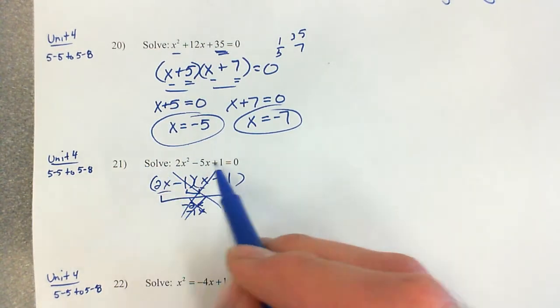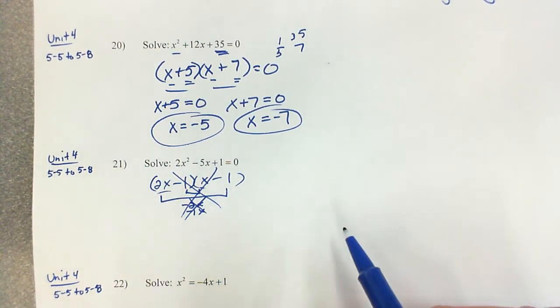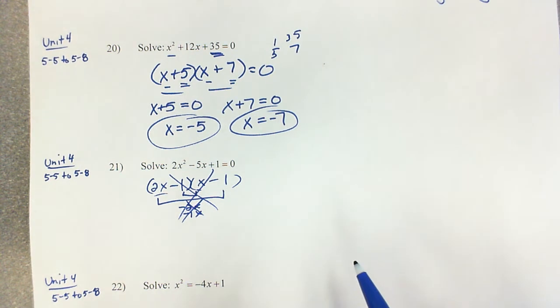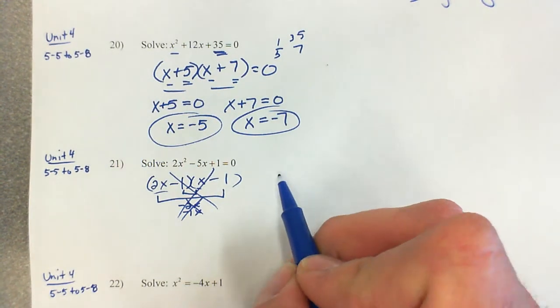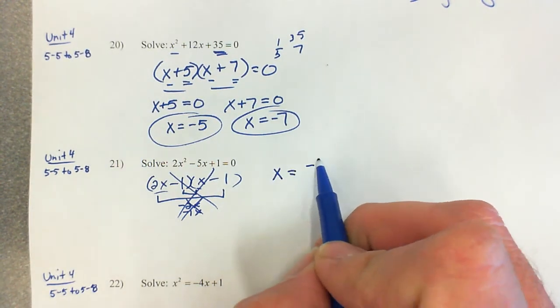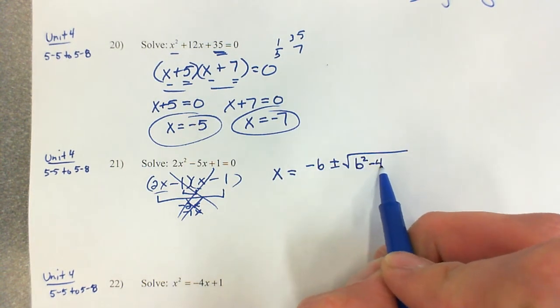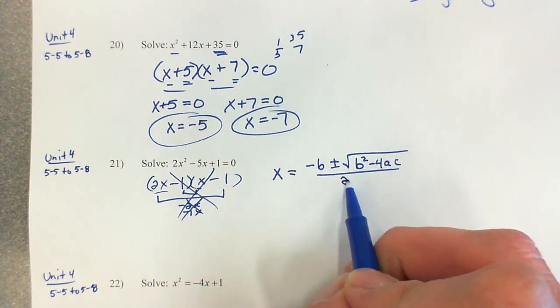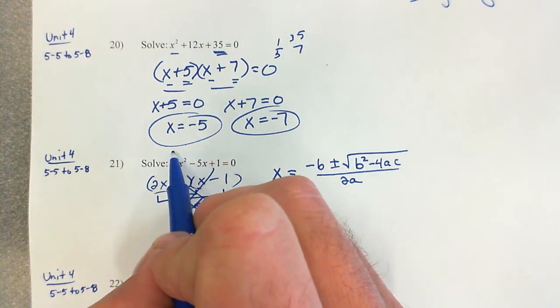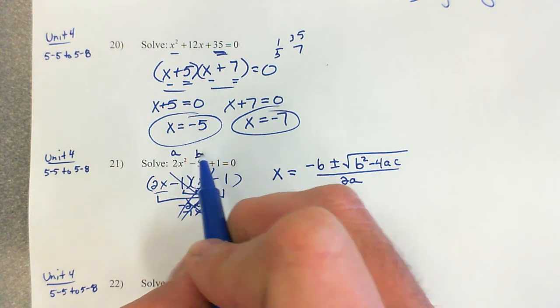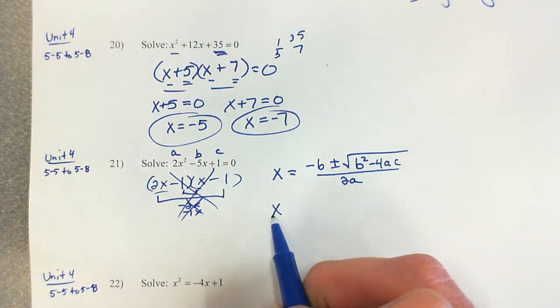So we could complete the square. That would be ugly here because we'd have to divide through by 2, which is going to create a whole bunch of fractions. So why don't we just use the quadratic formula? So x equals opposite of b plus or minus square root of b squared minus 4ac all over 2a. And again, this is going to be your a, your b, and your c.